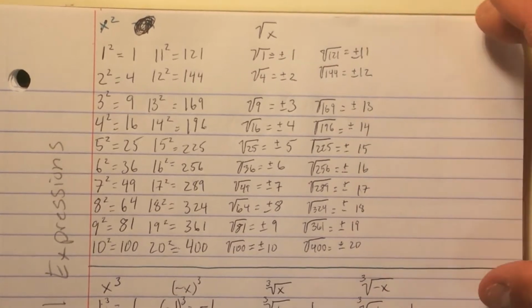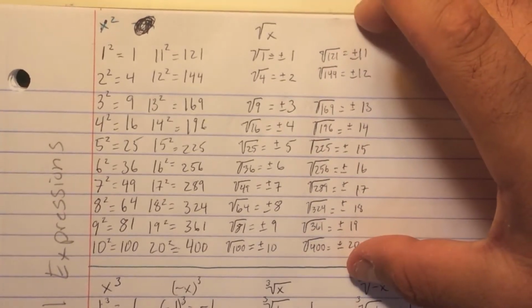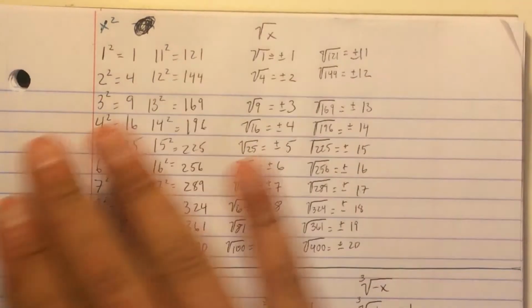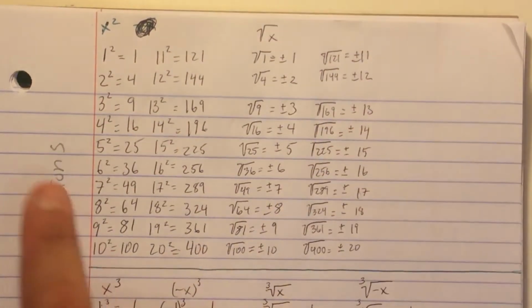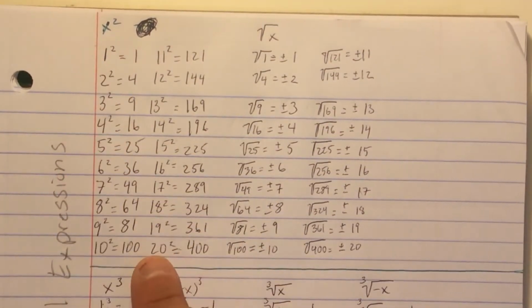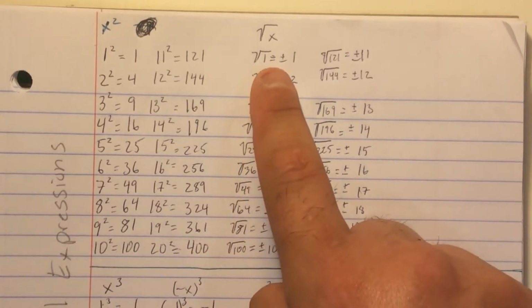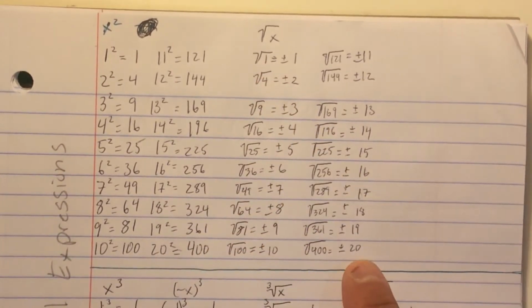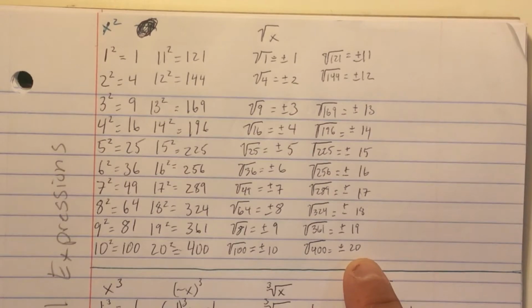This is the first section of the trifoldable. So pause it, copy these down, and it's basically 1 squared all the way to 20 squared, what they are, and then the square root of each of those, what they are as well, to 20.